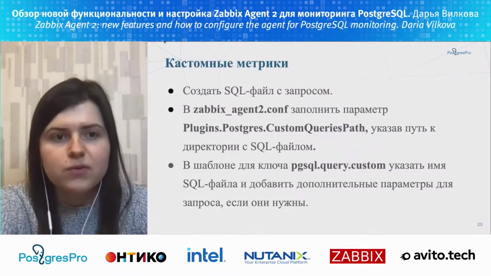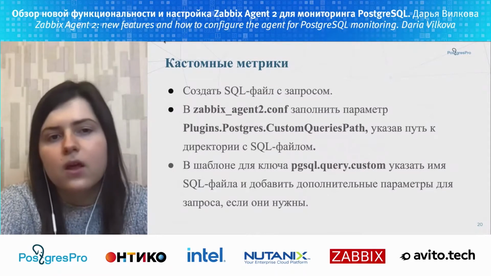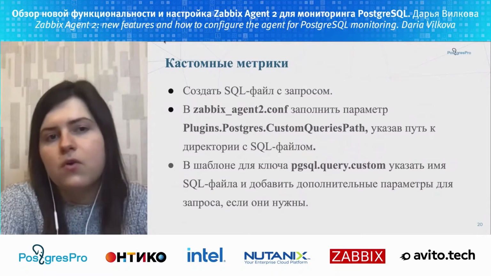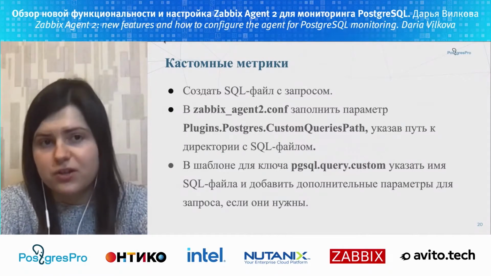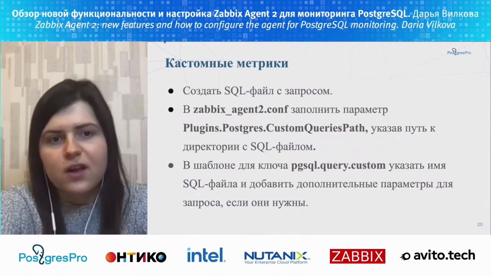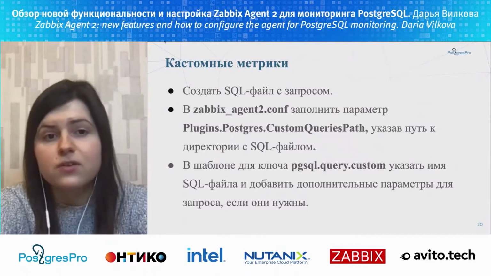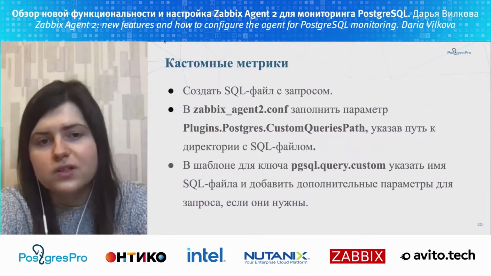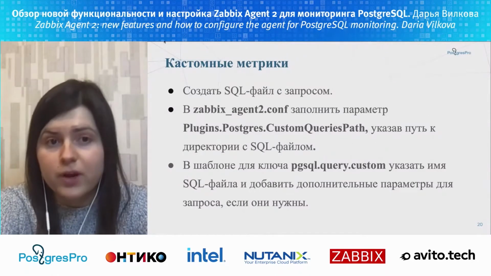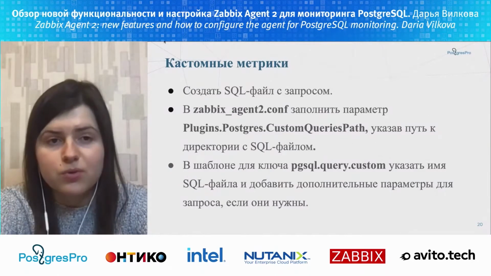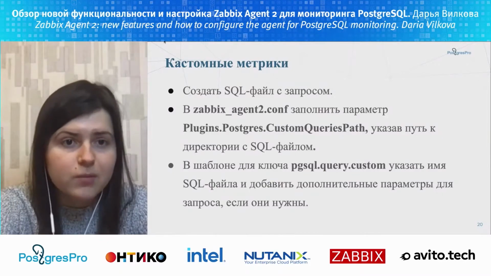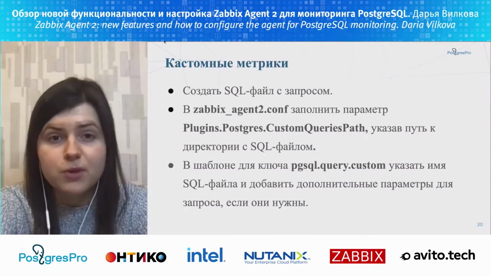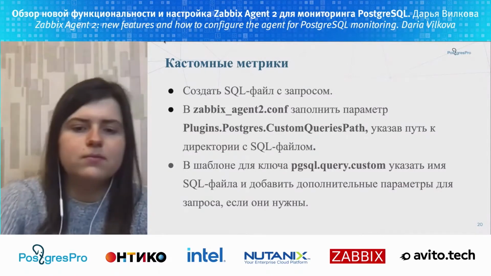In the latest version of the plugin, we added custom queries functionality that enables performing queries that are in SQL files on a local machine. In order to take advantage of this functionality, you need to make two steps. First, in the configuration file, specify the path to the directory with the SQL files, and second, in the template, include the name of the SQL file in the corresponding key. It sounds simple. Let's look at an example of how it works.